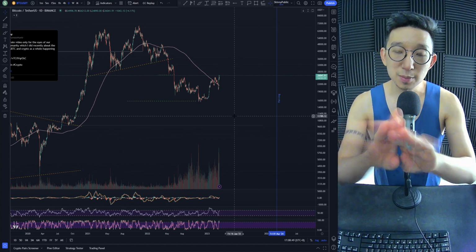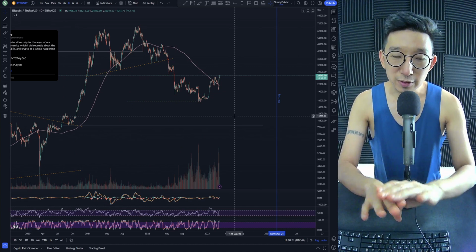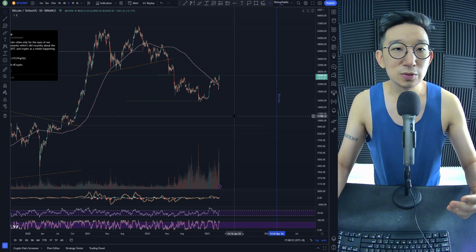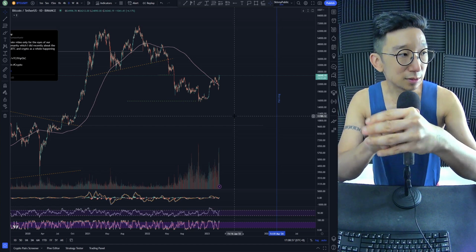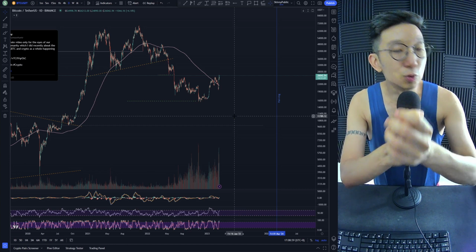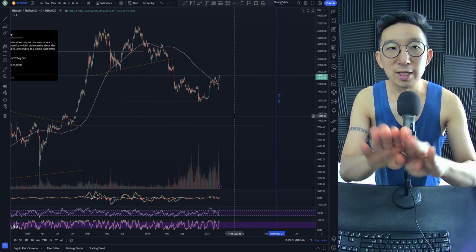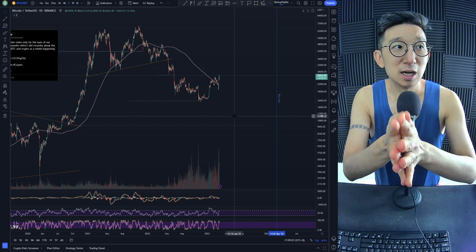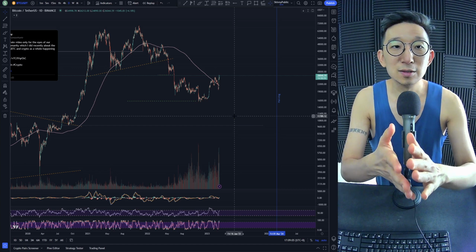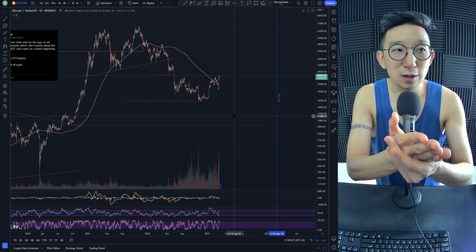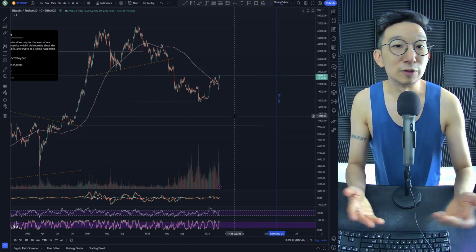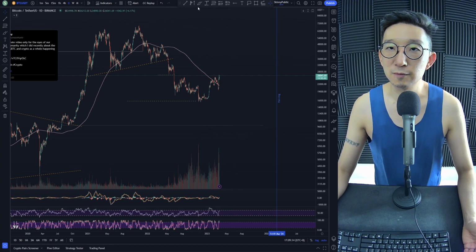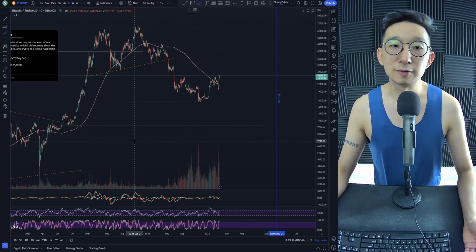You need to marry chart patterns, you need to marry Wyckoff, you need to marry volume indicators, you need to marry all sorts of tools to get a better outlook on things, and only then can you make a more well-informed decision. Not everything works, and not everything is perfect. Even Wyckoff is not perfect.